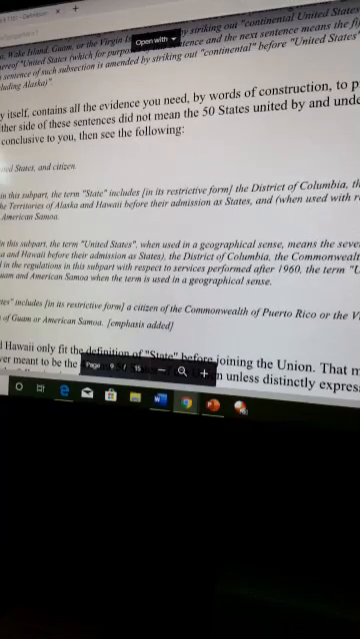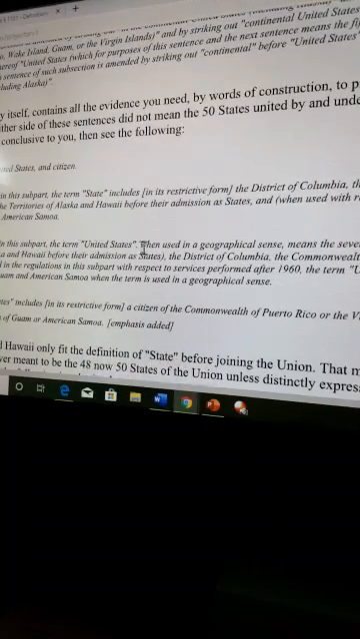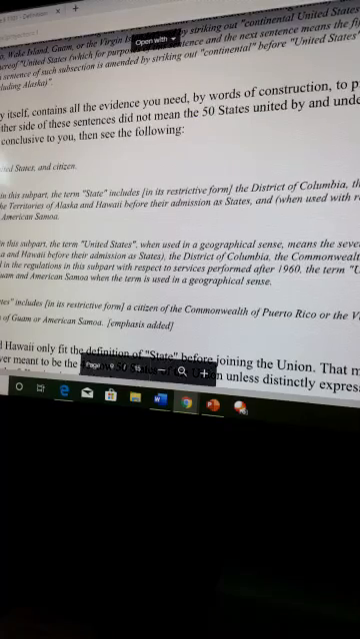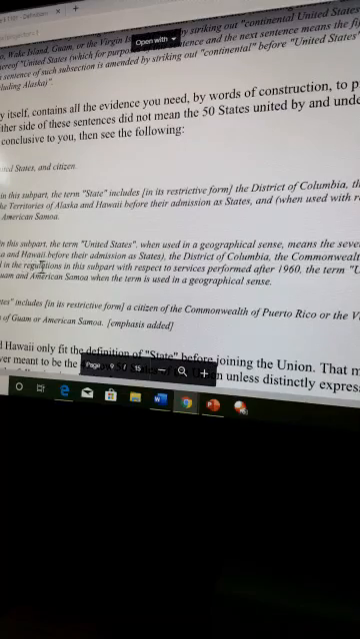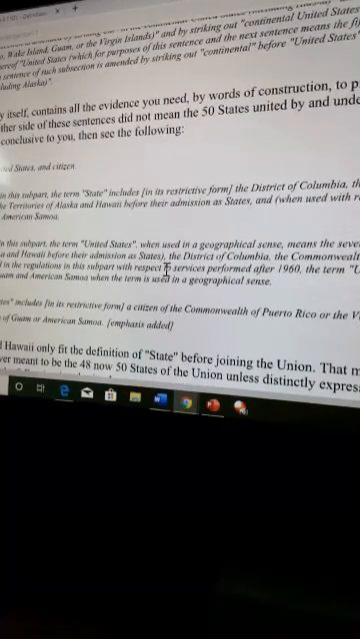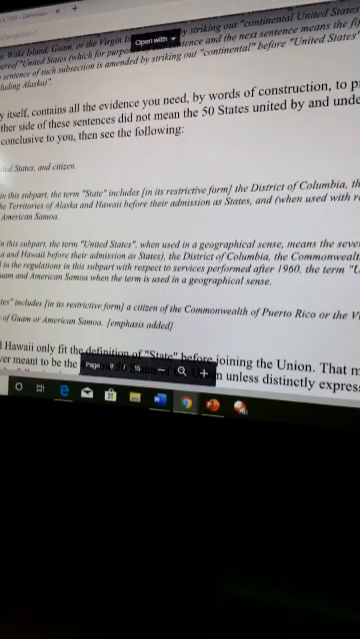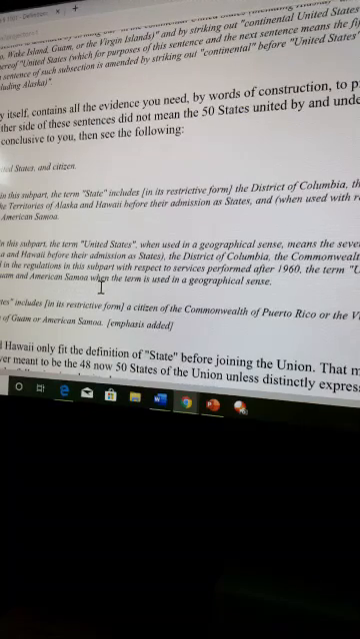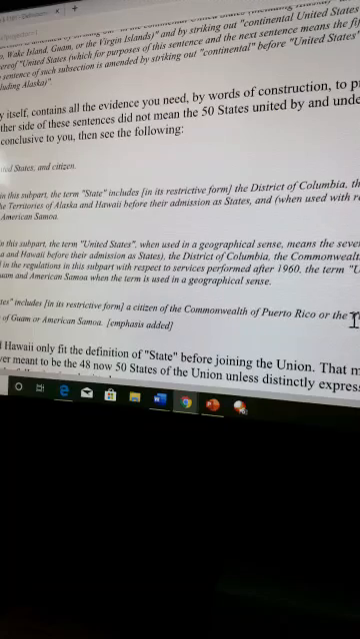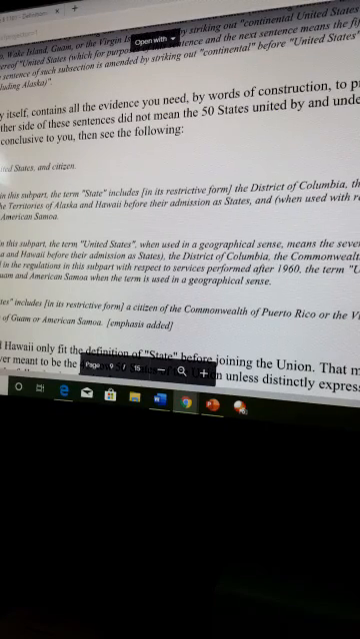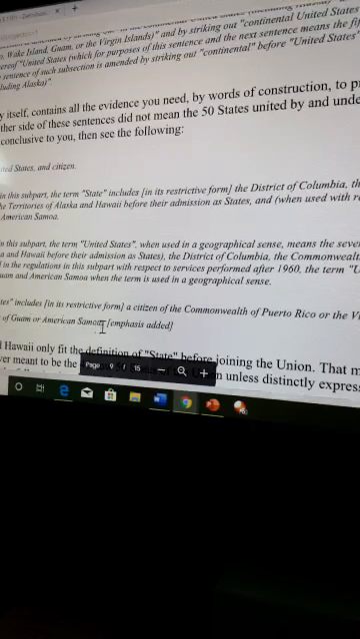B. When used in the regulations in this subpart, the term United States, when used in a geographical sense, means the several states, including the territories of Alaska and Hawaii before their admission as states, the District of Columbia, the Commonwealth of Puerto Rico, and the Virgin Islands, when used in the regulations in the subpart, with respect to service performed after 1960. The term United States also includes, in its expansive form, Guam and American Samoa when the term is used in a geographical sense. The term citizen of the United States includes, in its respective form, a citizen of the Commonwealth of Puerto Rico or the Virgin Islands, and, effective January 1st, 1961, a citizen of Guam or American Samoa.